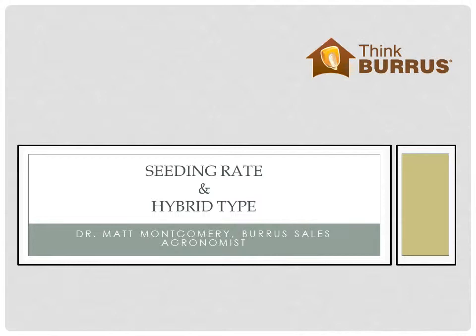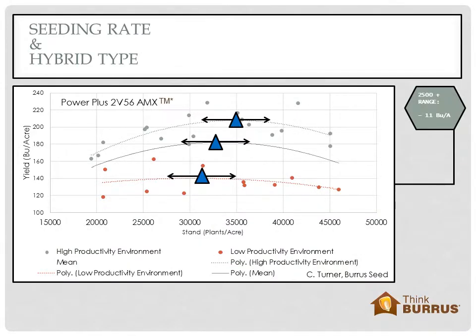Today, I wanted to talk about seeding rate and hybrid type. The information we present here is a little bit different than the story you might hear in the industry right now, and I think it's pretty important. The information we're presenting on this slide comes from our population studies at the Burris Seed Farm. In particular, I should reference Chip Turner, who conducts our research program and the work he has done in this area. This is his data that I'm presenting here.